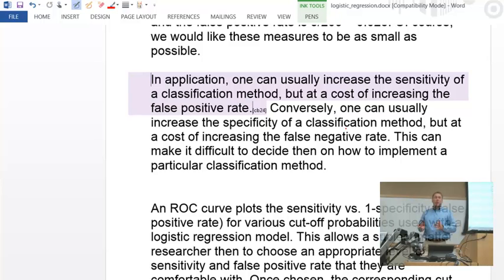Conversely, you might be very, very concerned about the specificity of a classification method. And so you want to increase that. Well, you can change your cutoff probability to try to do that. But when you do that, that will decrease the sensitivity. And so it's kind of a give and take. What values of sensitivity, what values of specificity do you want, or what values can you live with as well.